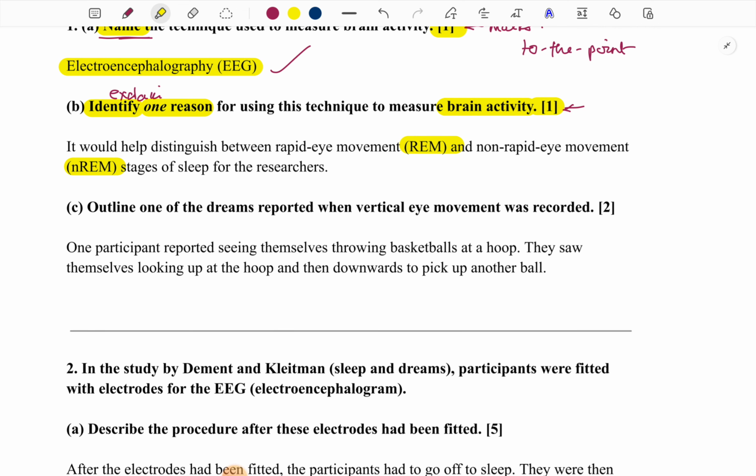Okay, another question is, outline one of the dreams reported when vertical eye movement was recorded. Now one thing I would point out, which would seem very obvious to some, is that when they ask for one dream, you answer with strictly one dream. Some students totally miss the point. What they do is they just see the marks.